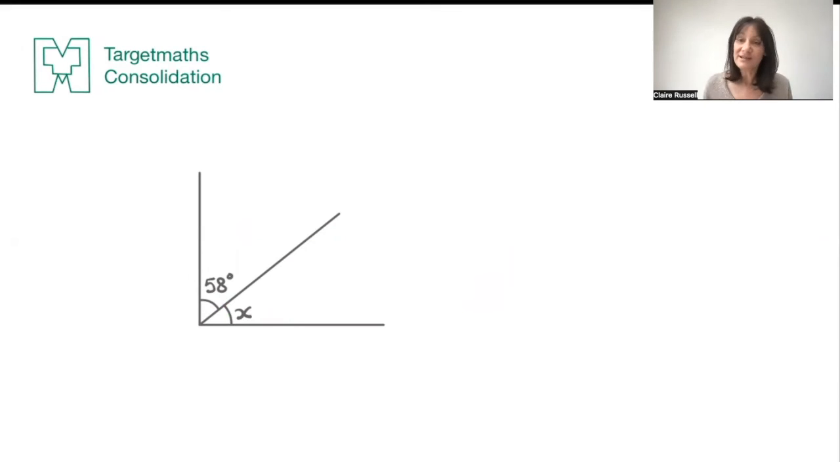Okay, so what am I looking at? I'm actually looking at an angle question that involves a right angle. So in this part here, I have a right angle. I know that right angles equal 90 degrees. So I know 58 plus X should equal 90 degrees. So I'm going to take away the 58 from the 90, and that will give me my answer.